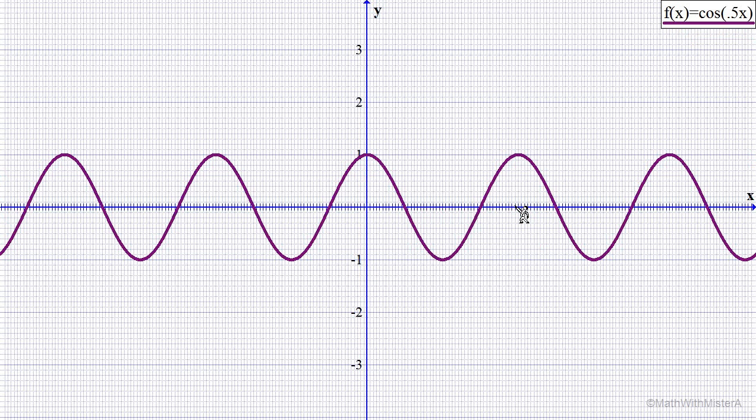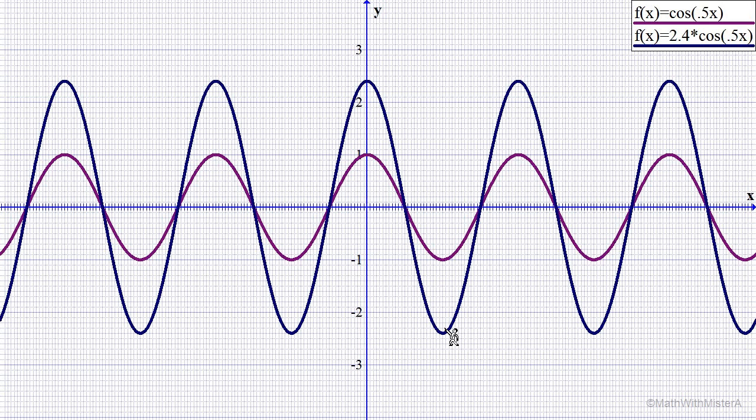The next transformation I'll do is going to be the vertical stretch, the times 2.4. So every peak used to be at 1, now they're going to be up at 2.4. All the valleys from -1 are going to be pulled down to -2.4.